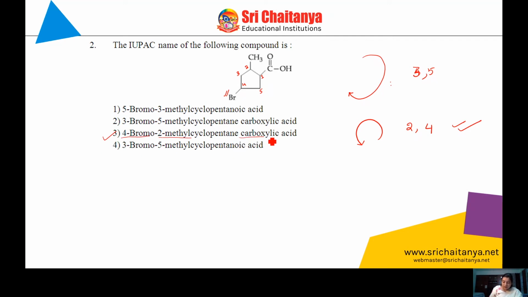This is also very important: cyclopentane carboxylic acid. You cannot use something like pentanoic acid. When this COOH cannot be included in the parent chain, then we have a special suffix for the carboxylic acid functional group. That suffix is carboxylic acid. Is that correct? So the answer is the 3rd.